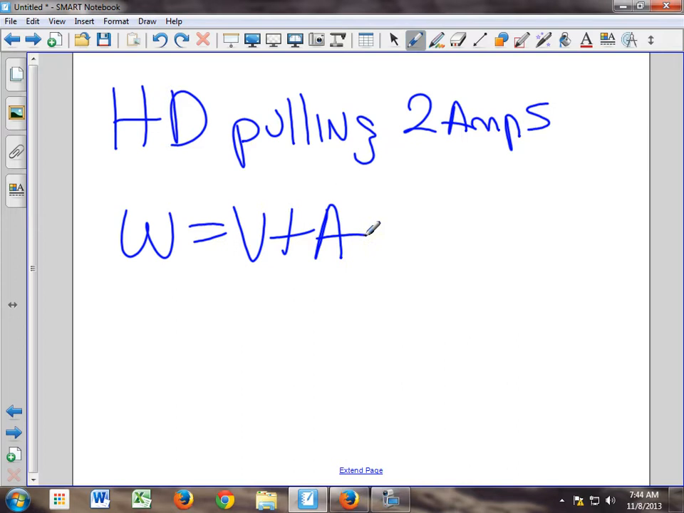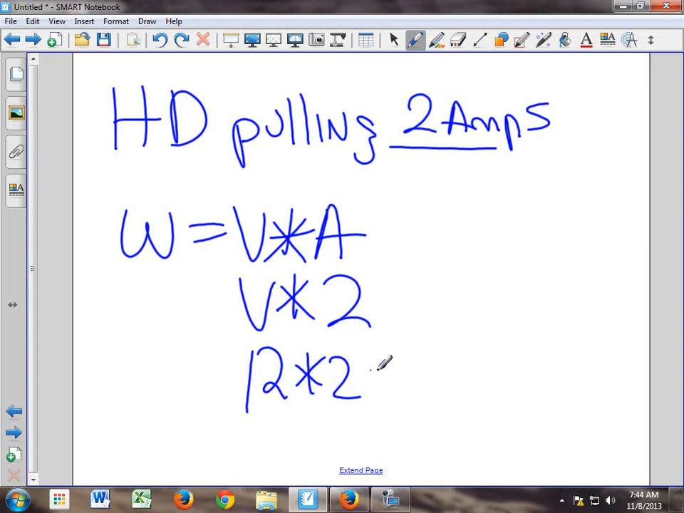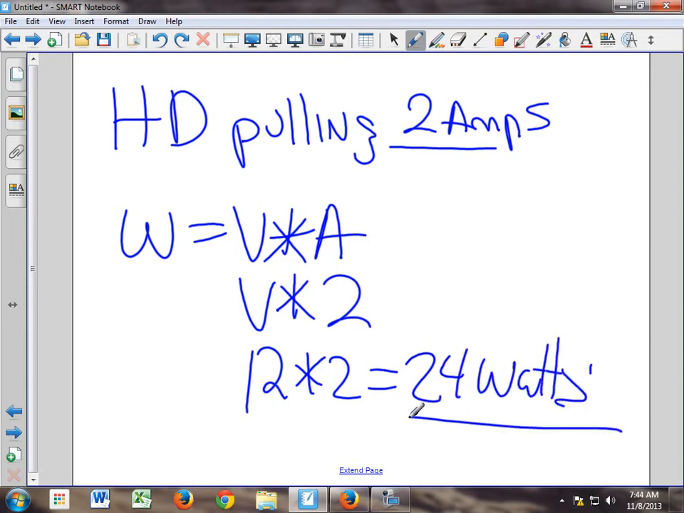Have I given you one of those numbers? I gave you 2, so it's volts times 2. What's the voltage? I said it's a hard drive. Oh wait, yeah, that was 12. 12! Well, there's our application, so it'd be 12 times 2, which equals 24 watts. So that hard drive, if I say it's pulling 2 amps, it needs 24 watts of power.